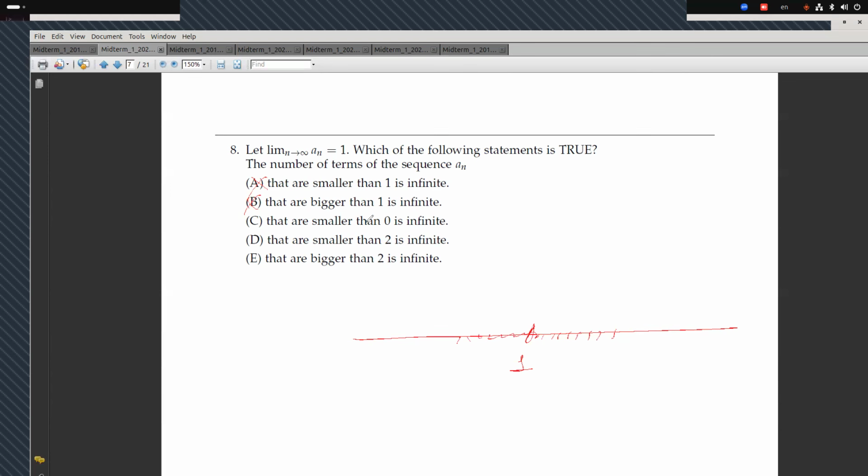The number of terms that are smaller than 0 is infinity. Sequence tends to 1, and here is 0. It says we have infinitely many terms less than 0. No, it is not correct. It's not correct because the sequence tends to 1. It cannot be the case that we have infinitely many terms less than 0.